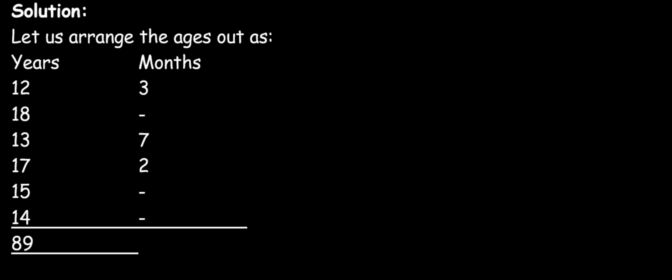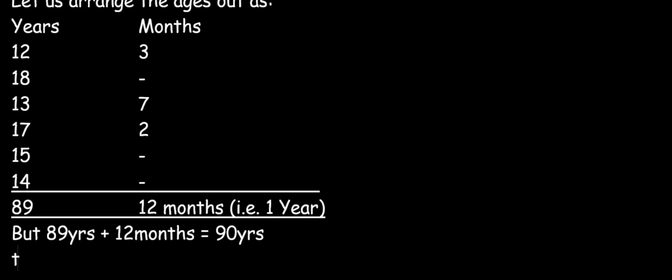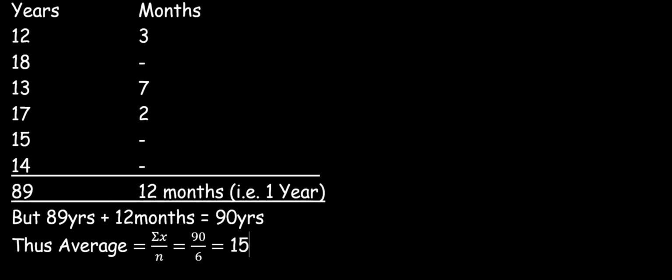Then under months, you have 12 months, and that is 1 year. Now, you will observe from the table that 89 years plus 12 months is equals to 90 years. Thus, the average age, our summation x over n, will be equals to 90 over 6, and that is equals to 15 years. Next, we treat special cases of mean problems.